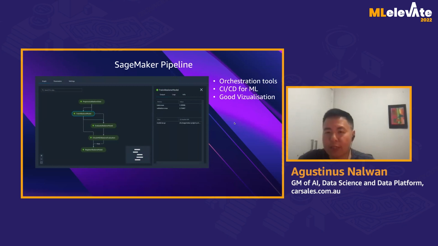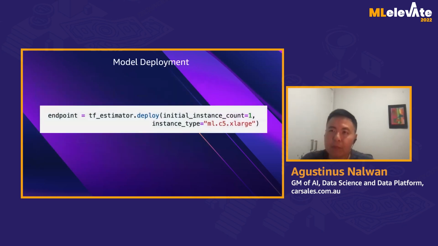So you can think of this as like a CI/CD for machine learning. It's very, very handy. And at the end of the model training, to deploy the model is super easy. The code that I show you here is actually the code that we use to deploy the model using SageMaker Python SDK. It's only one line of code. All you need to know is that the TF estimator is your training session.